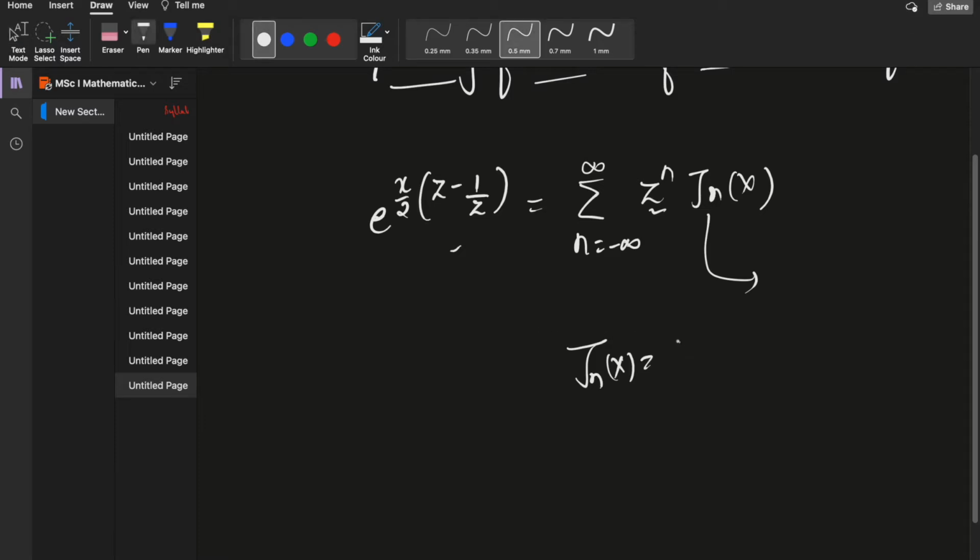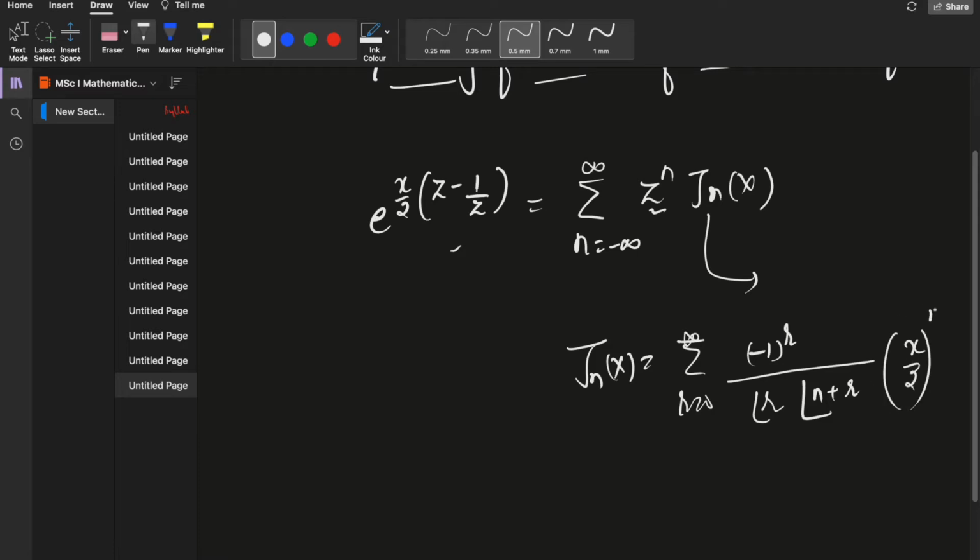the Bessel function: summation r tends to 0 to infinity, minus 1 to the power r, whole upon factorial r factorial n plus r, x upon 2 to the power n plus 2r. This is what we already discussed in our last lectures. So this is the generating function for Bessel function. When we compare the coefficient of z to the power n on both sides, we will get the J_n(x) Bessel function.